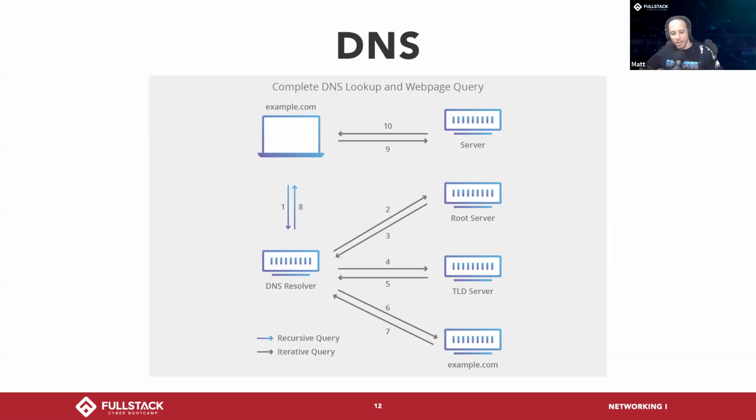Okay. Do we have any questions on this specific image? I know there are a lot of arrows and numbers, but I think if we just think of it as, hey, you're going to ask the DNS resolver, it may or may not know. If it doesn't know, it's got some servers that it's going to ask to get the answer. Once it gets the answer, it lets you know.